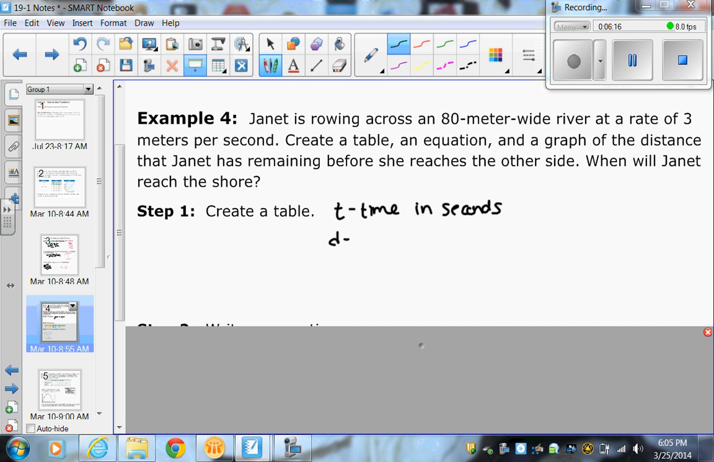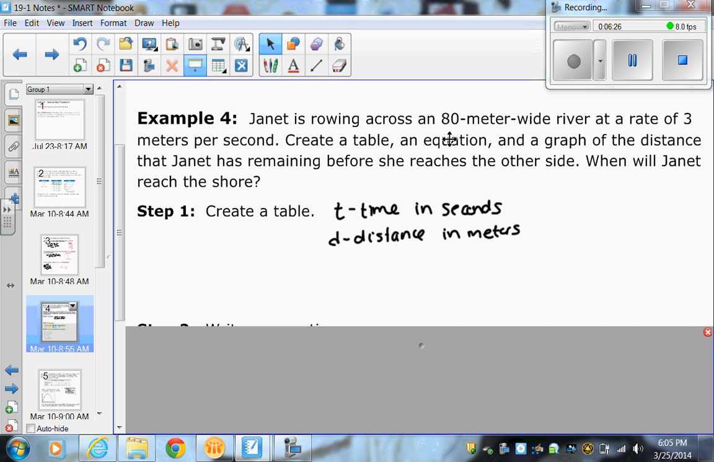And I'm going to let d be the distance in meters. So we know that at the starting point, she's at 80. So I know when t is 0, the distance is 80. Then it says that she has a rate of 3 meters per second. So in 1 second, she's already gone 3 meters. So 80 minus 3 would give me 77.